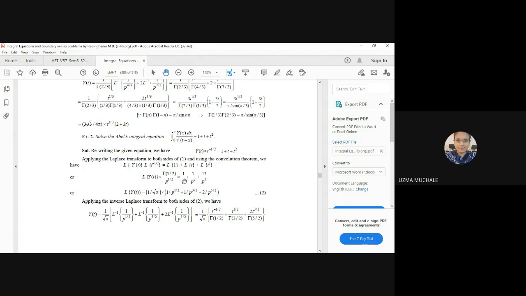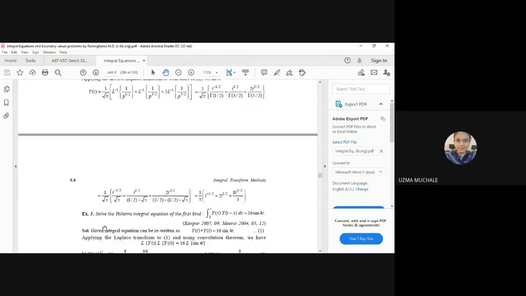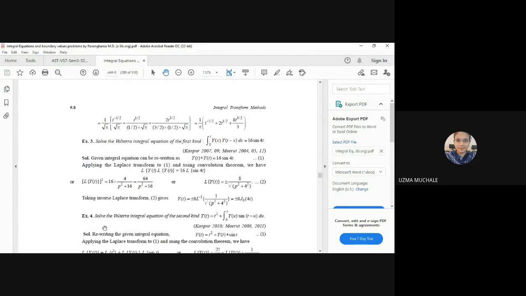And then, using those formulas, if you get the equation in terms of L of y of t, again apply the inverse Laplace transform, and you will get the y of t, which is the solution of our given integral equation.